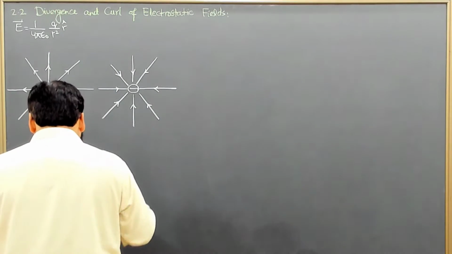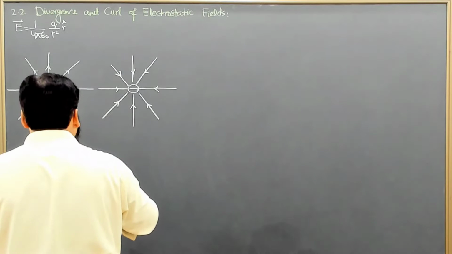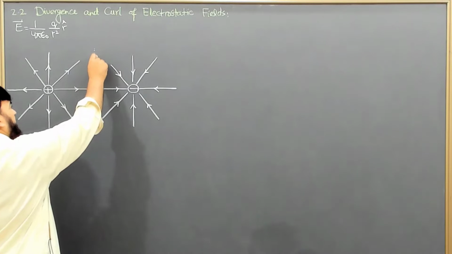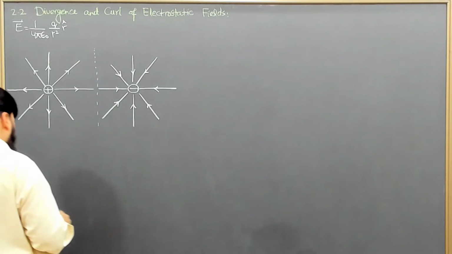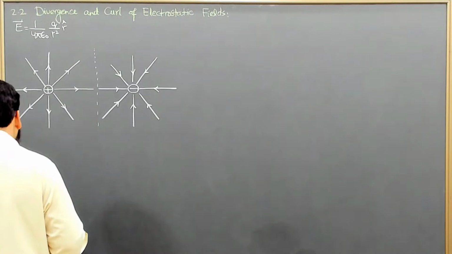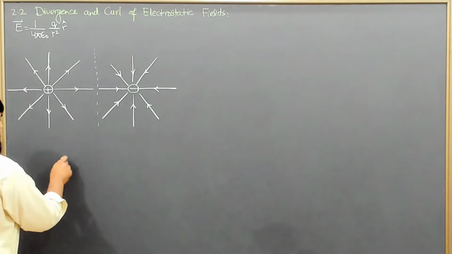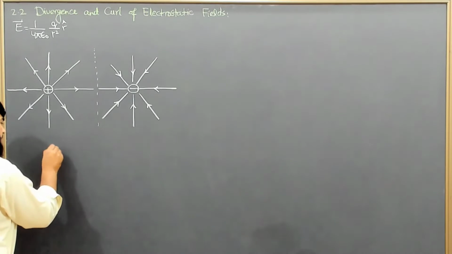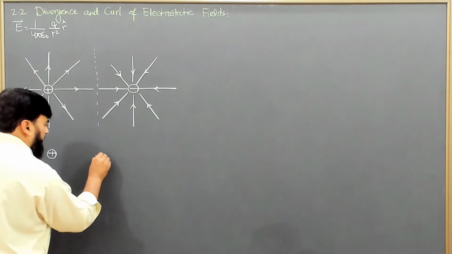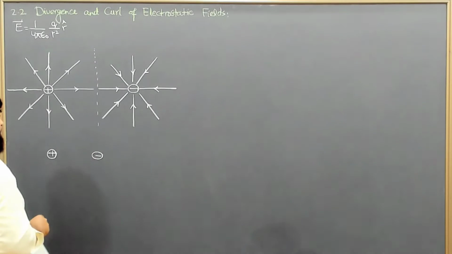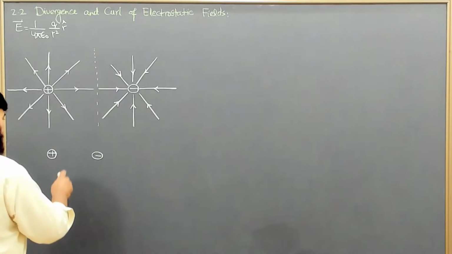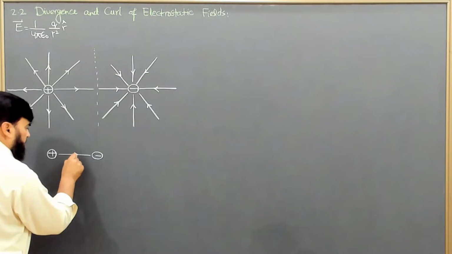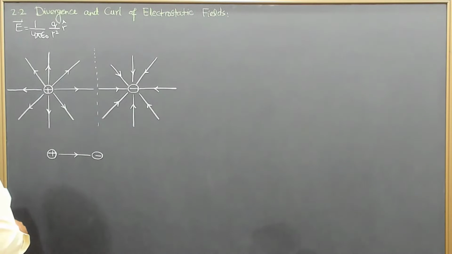Another thing is that here we don't consider any interaction between the charges, but when these charges are close enough, for example, a positive charge and a negative charge now in interaction with each other, then the field lines will go from positive to negative. This is a representation that the field is from positive to negative.